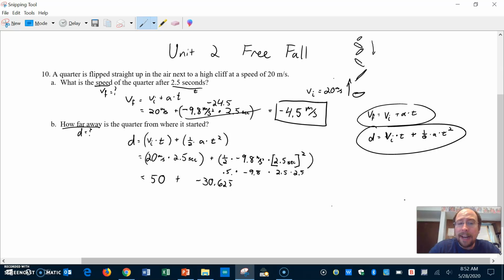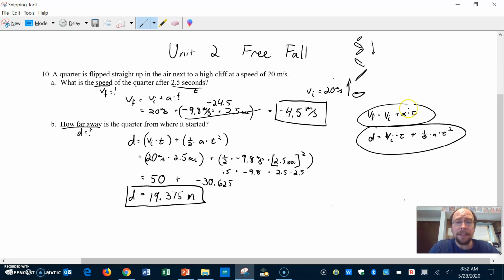And now that I have these two parts, I can add them together. If I do that, I get 19.375. That's my distance. And notice that I need a unit for distance. It's meters. And so these are my two answers, and that's how I get them.